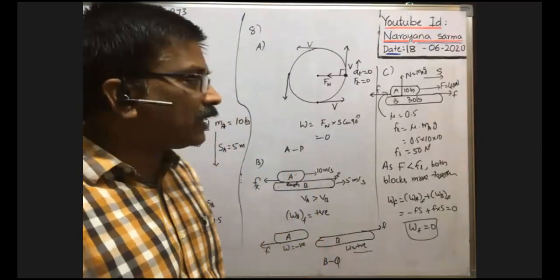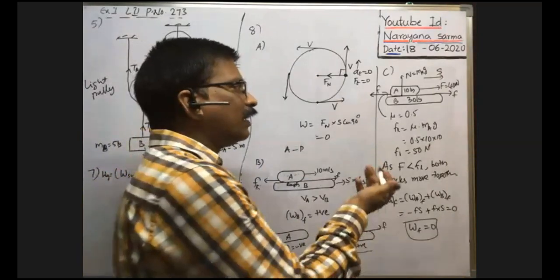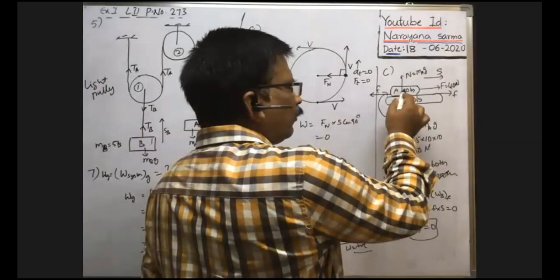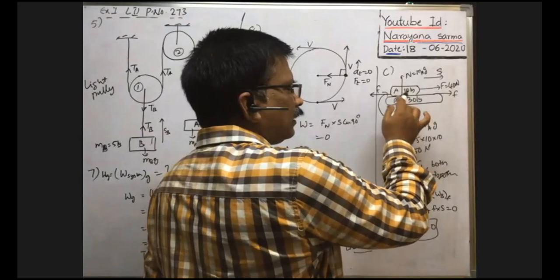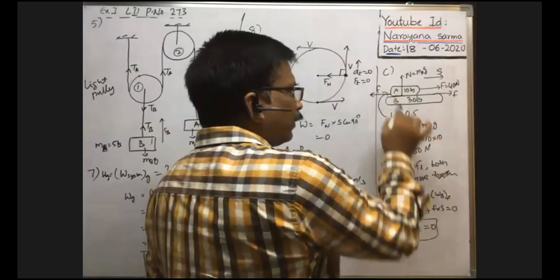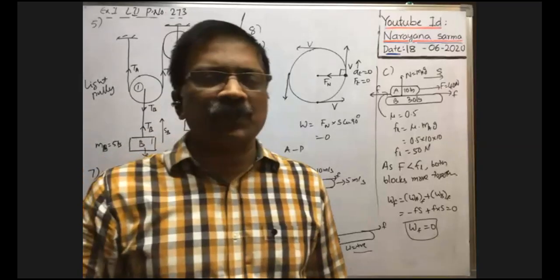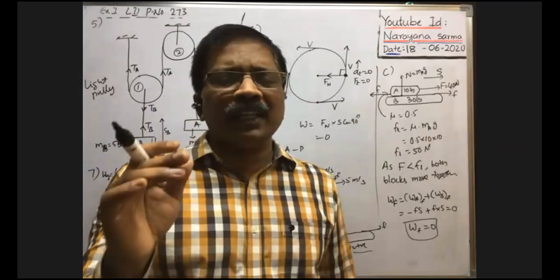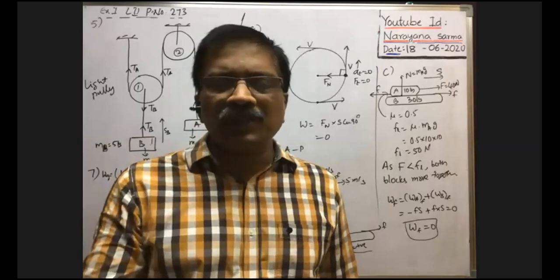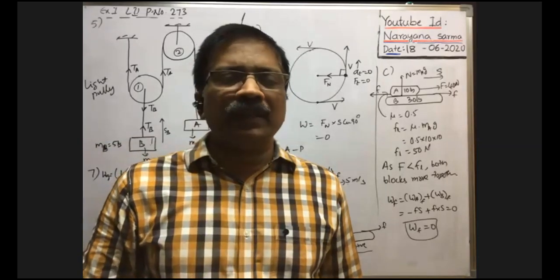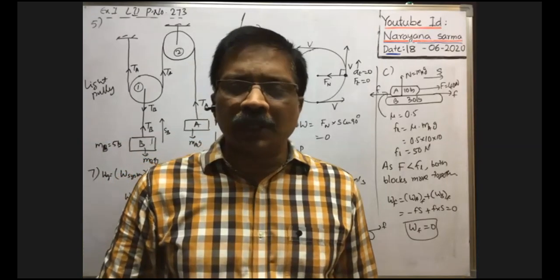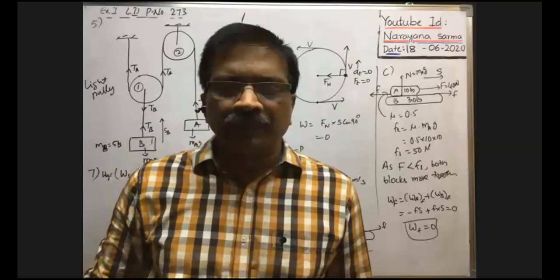And we can see it in another way also. Whenever one block moves over the surface of the other, in such case the frictional force is an internal force. That's why the net work done by internal force on all blocks is equal to 0. That's why we got 0 here now.